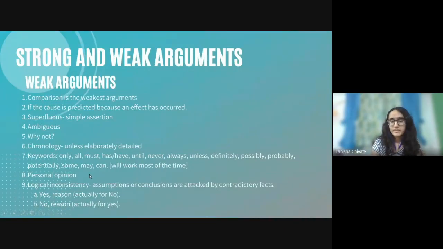Personal opinion: no one cares about your opinion in the paper. Don't let it affect your way when you solve questions. And again, if any argument states a personal opinion of someone, it's not a strong argument.